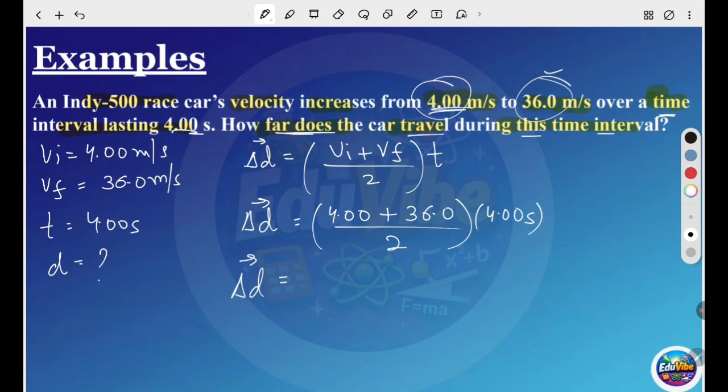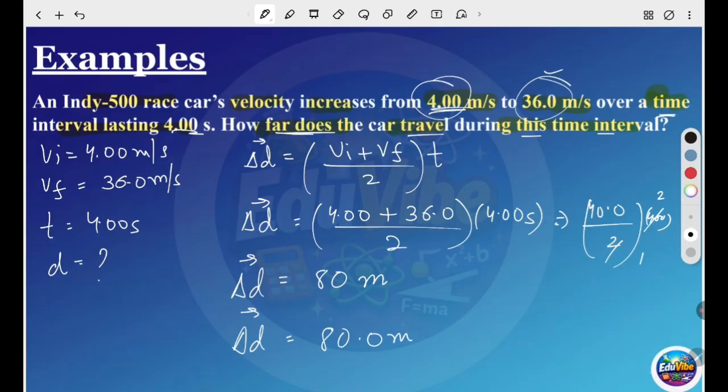4.0 plus 36.0 is 40.0, divided by 2, and times it by 4.0. You can cancel the 2 and 4, so you get 80 meters. It's 3 significant figures, so you can write 80.0 meters.